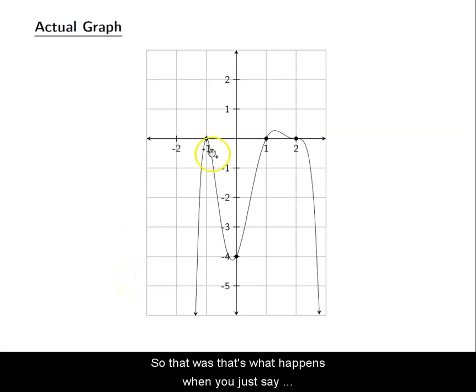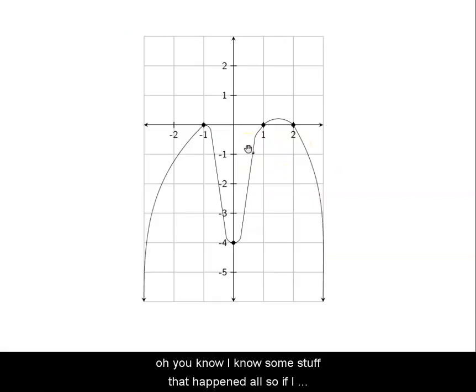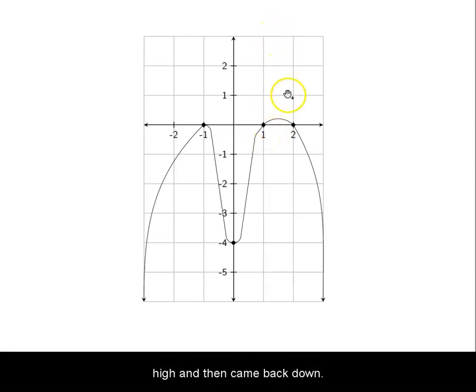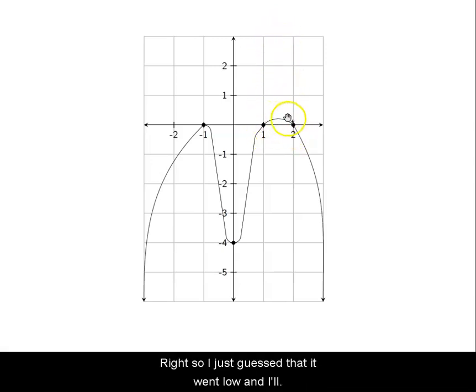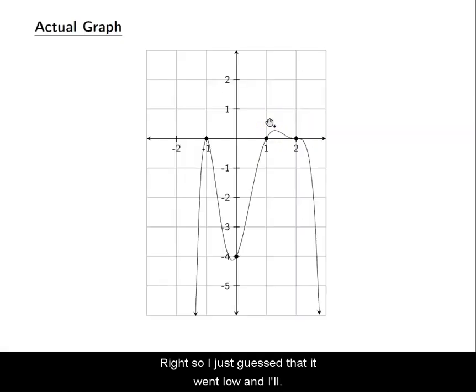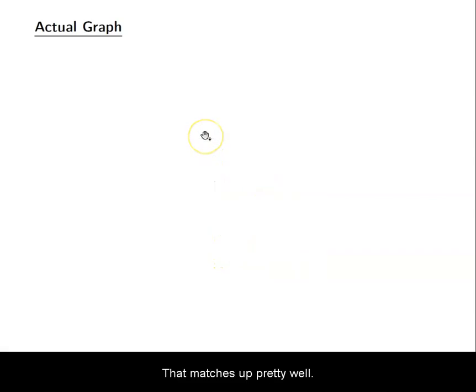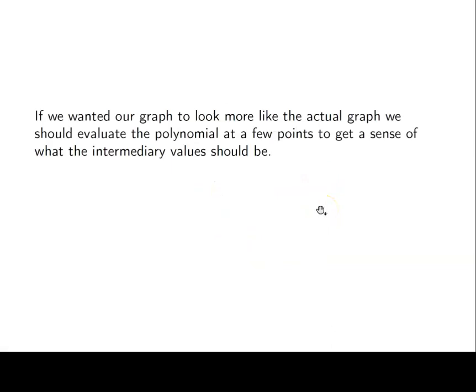So that's what happens when you just say, I know some stuff that happens. Also, if I plugged in the value right in the middle, I would know how far up I have to go. Because what if this went super high and then came back down? I just guessed that it went low, and I was pretty good in the guess, but look what happens. It also does a little dip thing. Here, that matches up pretty well. So just plugging in a couple of values could have allowed me to be just a little bit more accurate.